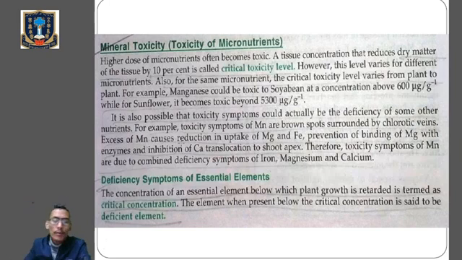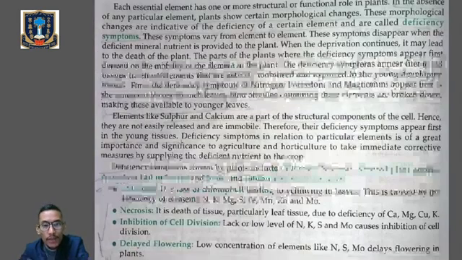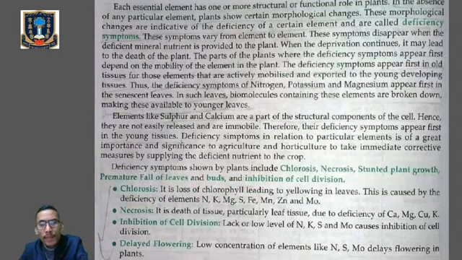Now, what do we mean by deficiency of the essential elements? The concentration of an essential element below which plant growth is retarded is called the critical concentration, and an element present below the critical concentration is said to be a deficient element. When these elements are absent in a plant, there will be morphological changes. The plant shows certain symptoms, which are called deficiency symptoms, which we have learned already. A few symptoms we are going to see.